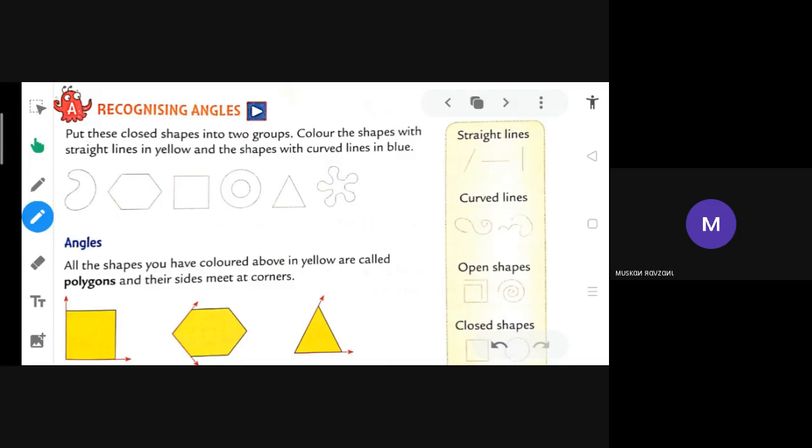So many are speaking. Now Muskan, you also mute the mic. Your turn is over now. Kulsum, you also. Kulsum, I said mute the mic. Let someone else speak.